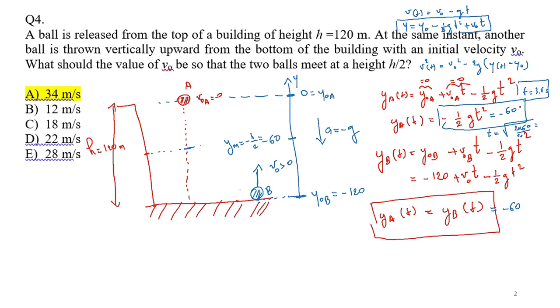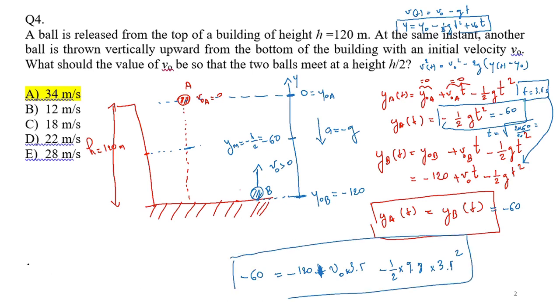Now, once I get the time of meeting, I plug it into the second equation. So at the time of meeting, YB, which is equal to minus 60, will be equal to minus 120 plus V naught multiplied by that time, which is 3.5, minus 1/2 of G, which is 9.8, multiplied by T squared, which is 3.5 squared. So my only unknown is V naught, and I solve it.